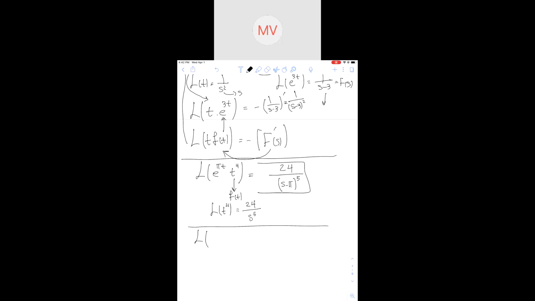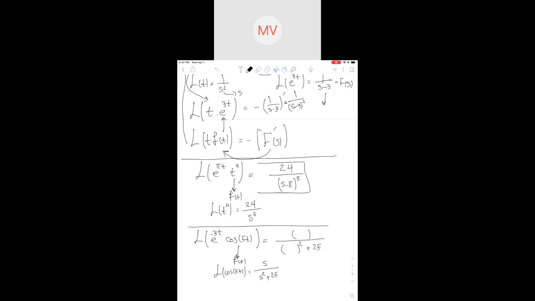Let's do one more. Laplace of e to the 3t cosine of 5t. Find Laplace of that first. So that's your f of t. Laplace of cosine of 5t equals s over s squared plus that argument 5 squared, 25. Now go back up. Wherever you see s, you replace s with s minus 3.